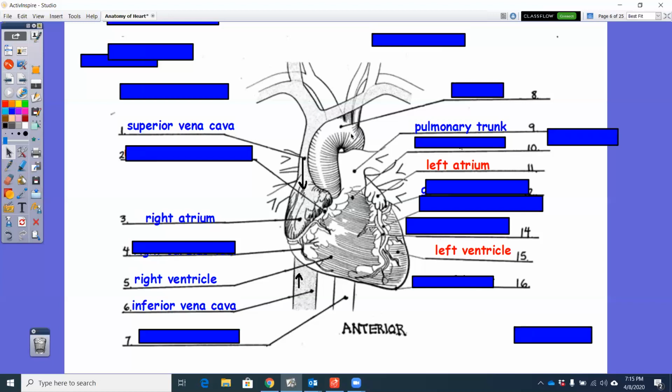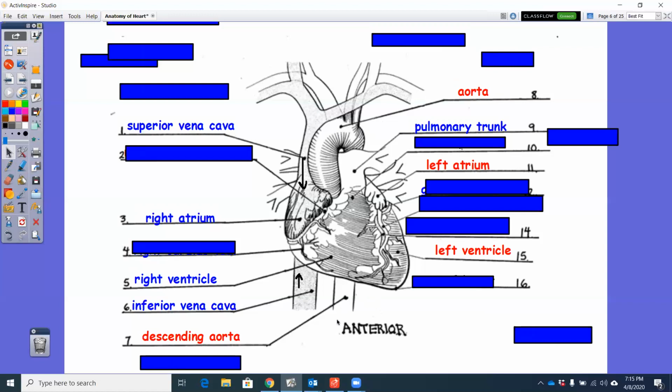Now, the aorta is not labeled in all of its parts here. This would be the ascending aorta. Aortic arch is here, just labeled aorta. Then we also have the descending aorta on this picture.